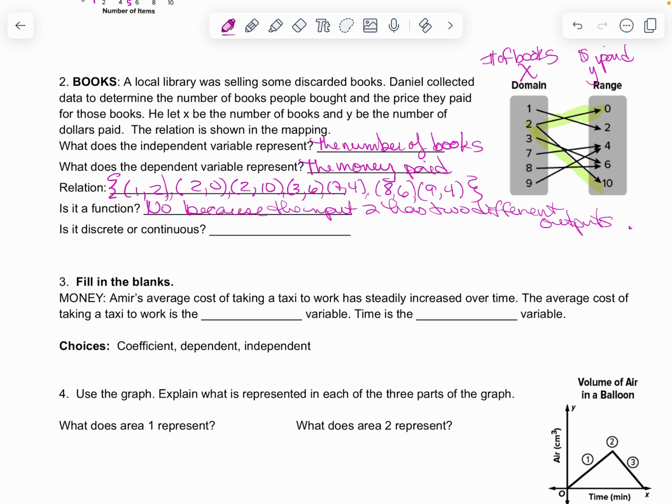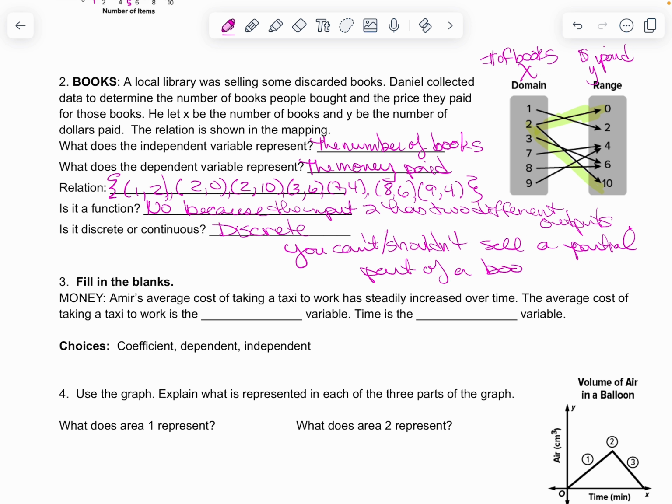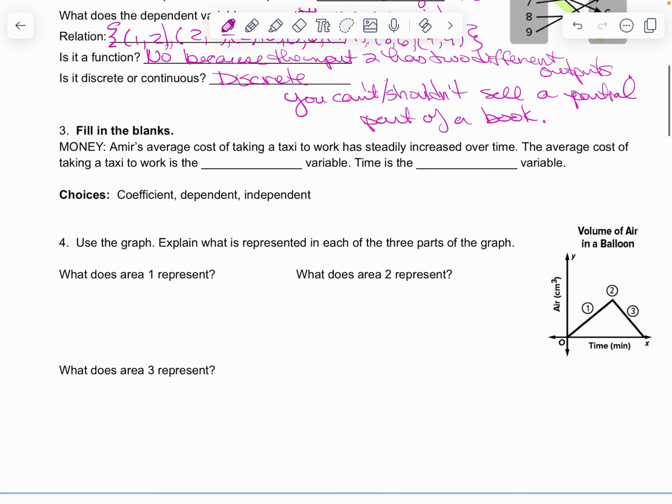Is it discrete or continuous? This would be discrete because you are not selling half of a book. You can't or shouldn't sell a partial part of a book. You may do that on the online books, but you don't do that on regular books.